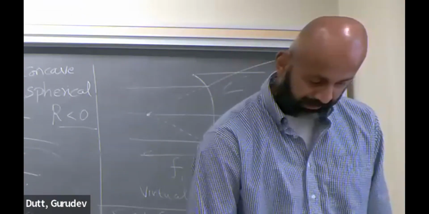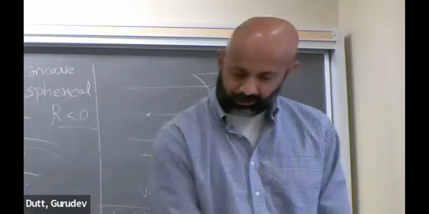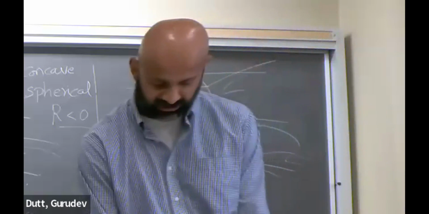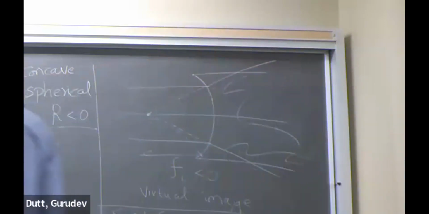Okay, so we have considered all the limits of the spherical surface. One last thing is something called magnification. This is an important concept. It shows up again and again. So we will just discuss this for the spherical surface as well.